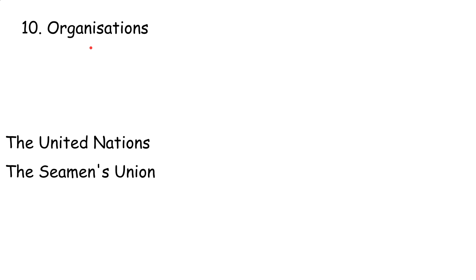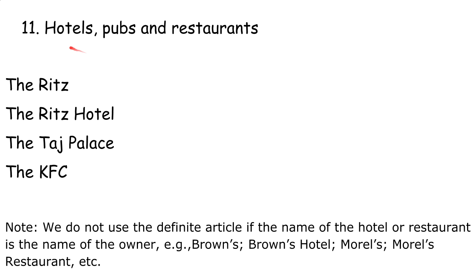Number 11, organizations. The United Nations, the Siemens Union. So we have an organization, we take their name, we use the before that. We use the with hotels, pubs, and restaurants. For example, the Ritz Hotel, the Taj Palace. We have Taj Palace Hotel in India. The KFC, I'm sure you can try that.